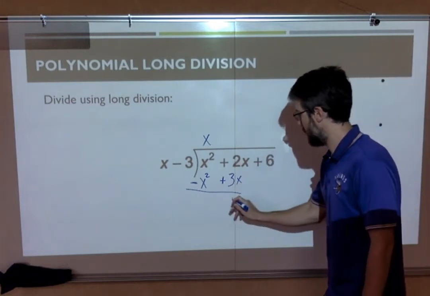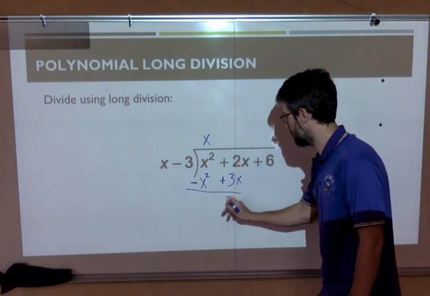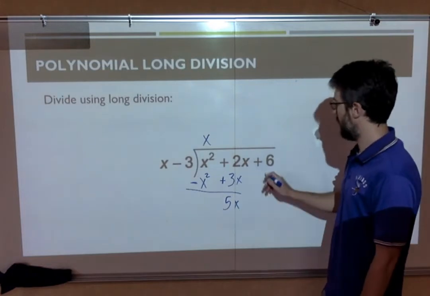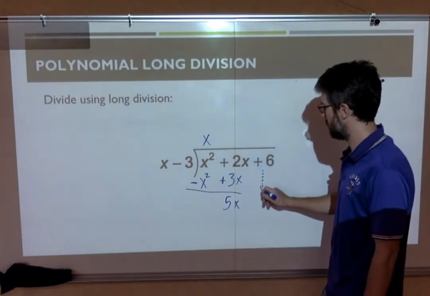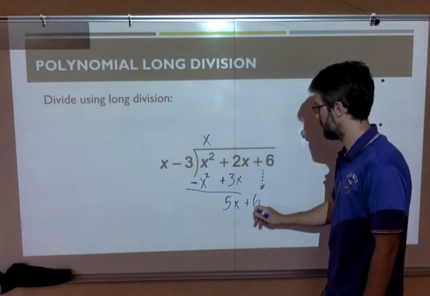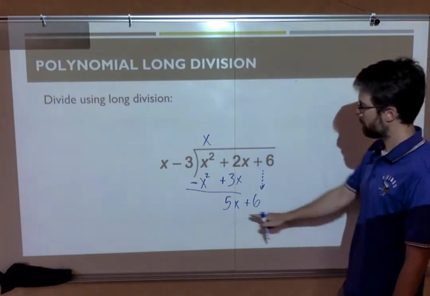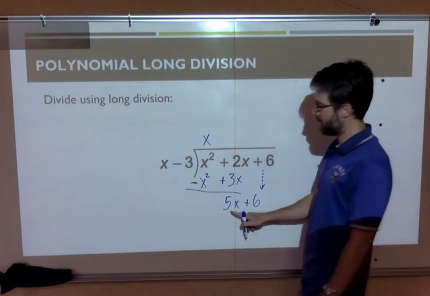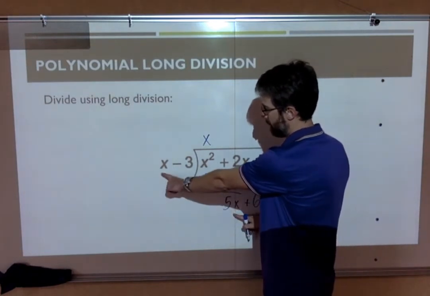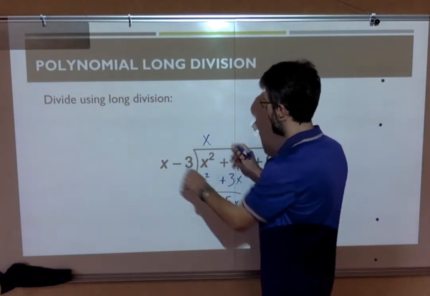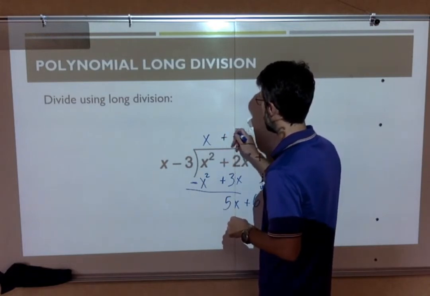2x plus 3x is 5x. And now we bring down the next term. So 5x plus 6. And I repeat these steps. First term, my new first term, divided by my first term here. So 5x divided by x is plus 5.